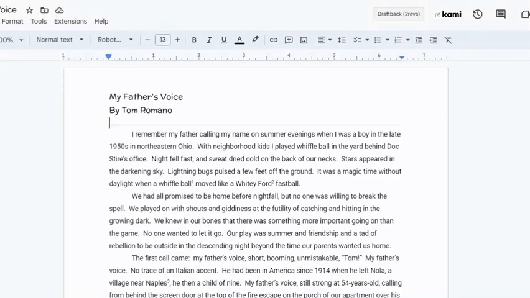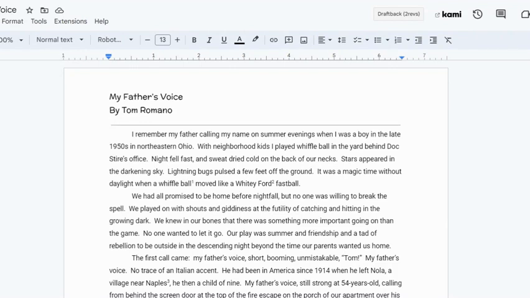All right, so today I'm going to model how to annotate a text. The first thing we want to remember is that annotations are a way to show our thinking as we read. So I'm going to be annotating the text My Father's Voice by Tom Romano.